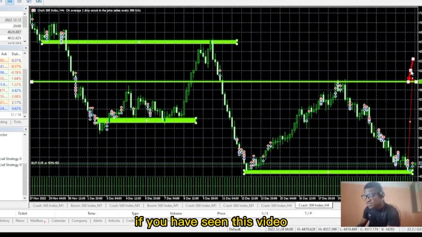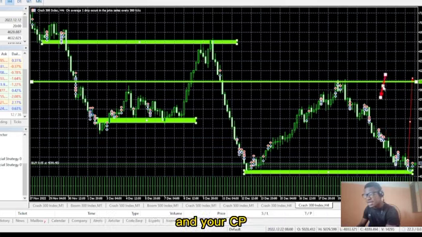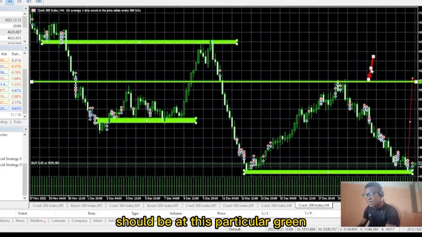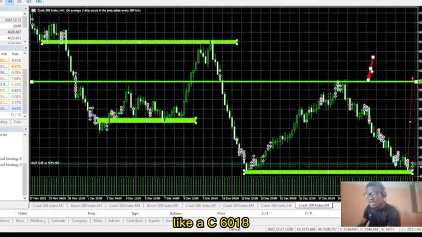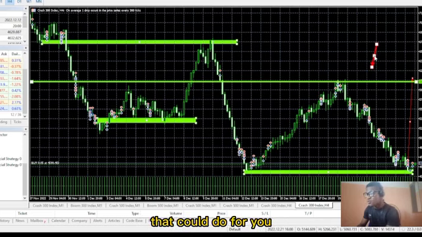So if you are seeing this video at an early stage, you can actually enter the market and set your stop loss depending on your account equity, and your TP should be at this particular green line. Now your risk-to-reward is over 1,000 pips, right? It's over 1,000 pips. You know how much that could do for you if you get that particular momentum.